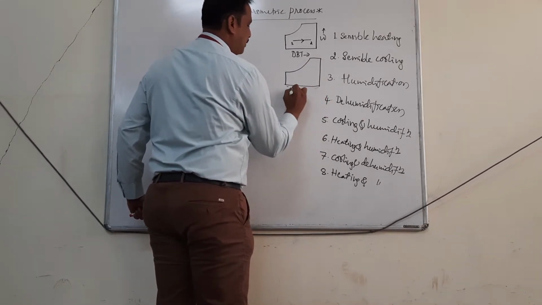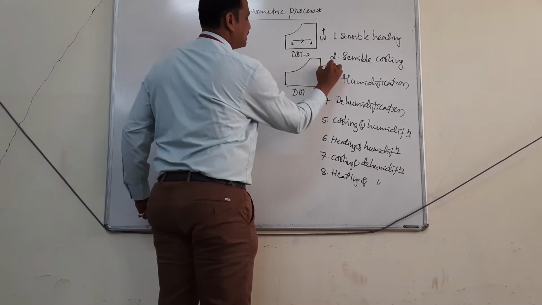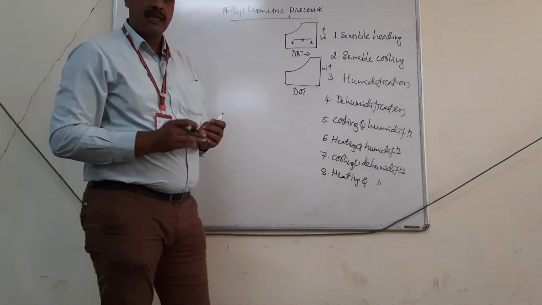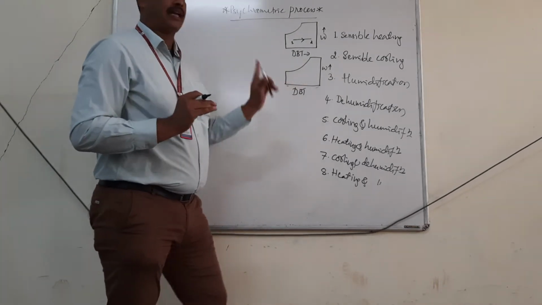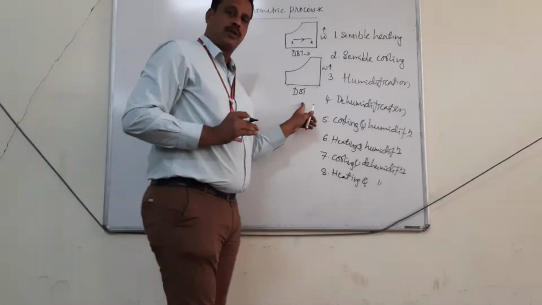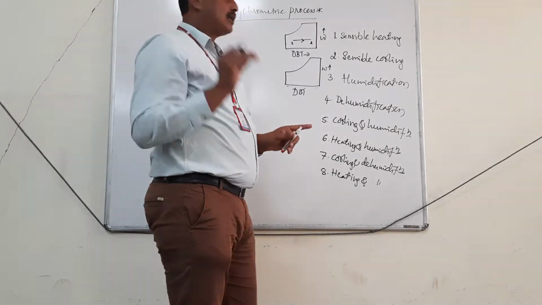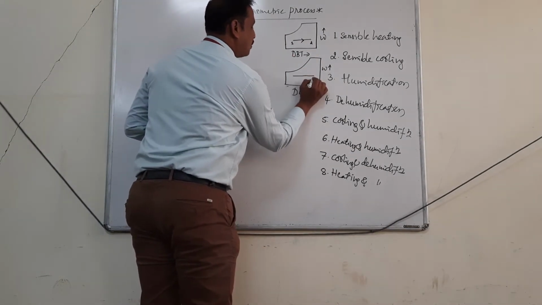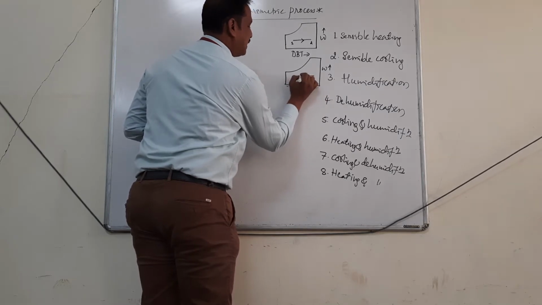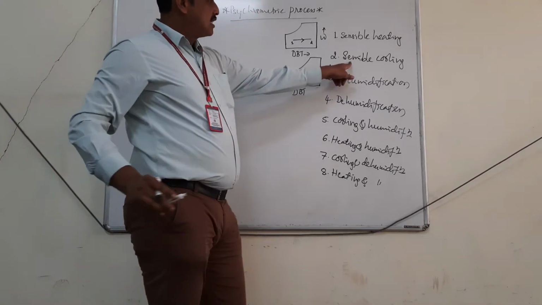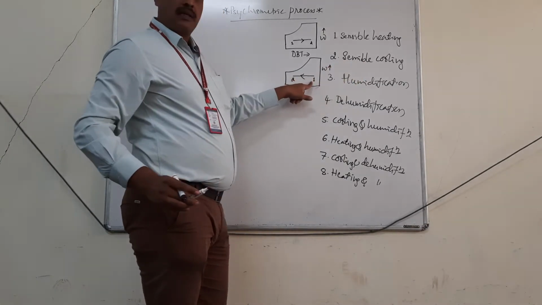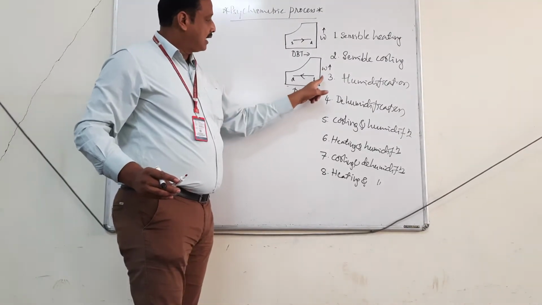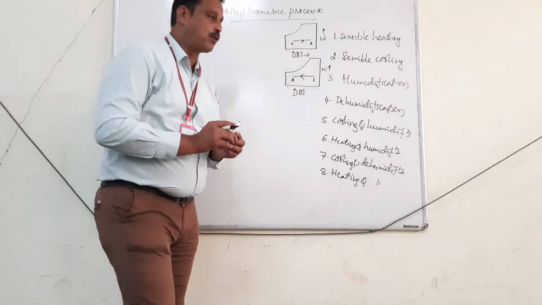So here also we have DBT on the x-axis and specific humidity on the y-axis. Sensible cooling is nothing but decreasing the dry bulb temperature with constant specific humidity. Same thing, only the direction changes. Now your process is like this. This 1 to 2 is sensible cooling. That means decreasing the dry bulb temperature from this point to this point, but at constant specific humidity.